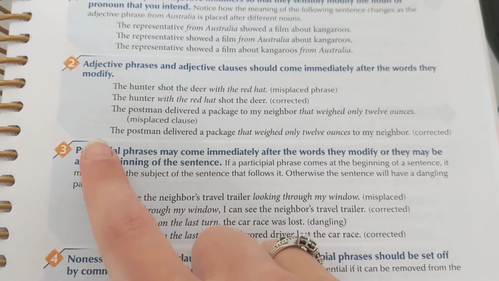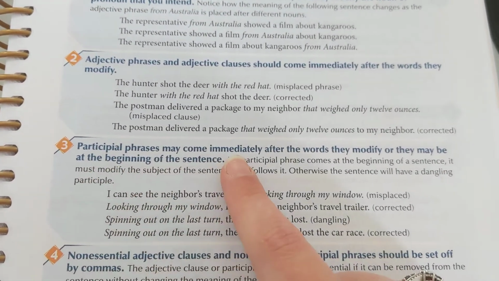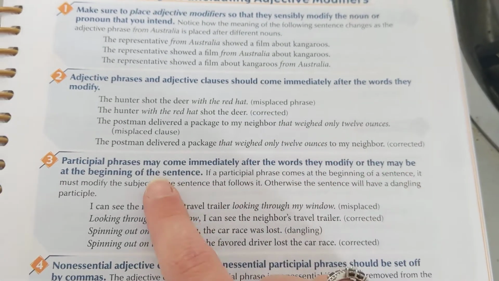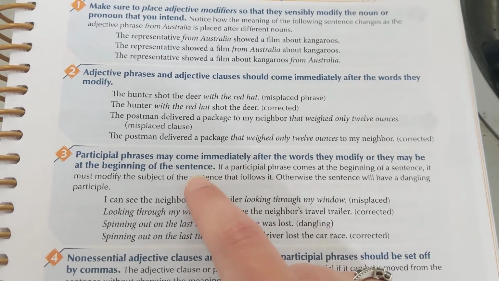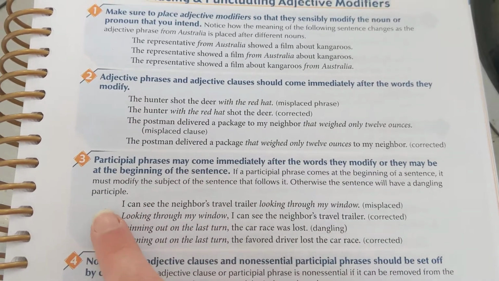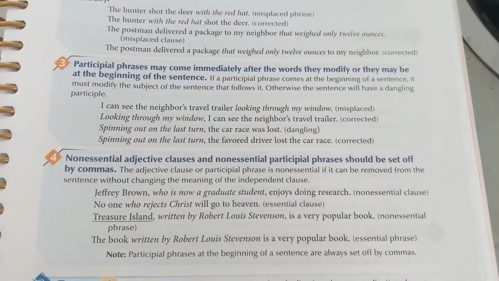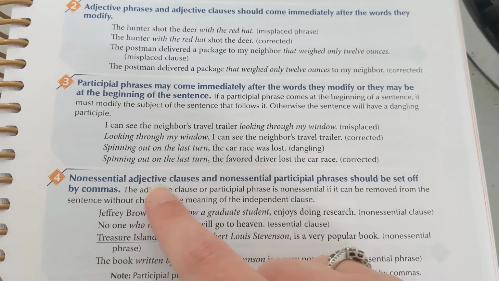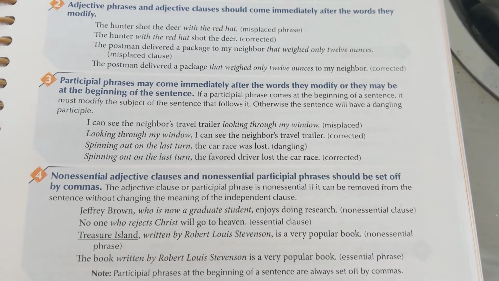So just as a reminder, your participial phrases, those verbs acting as adjectives, have to come immediately after the words they describe, or at the beginning of the sentence, and only at the beginning of the sentence if they are describing your subject. Otherwise, it's a dangling participle. Okay, let's look at rule number 4, and then we're going to look at my examples on my board, and we'll get y'all started. Non-essential adjective clauses and non-essential participial phrases should be set off by commas.